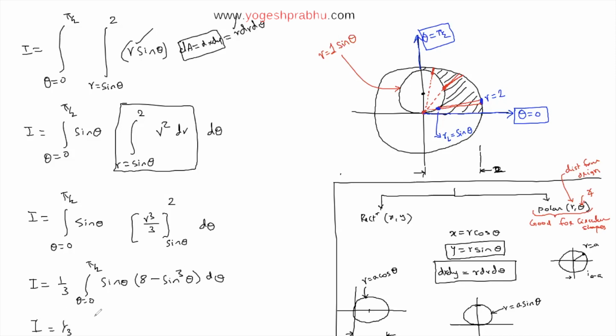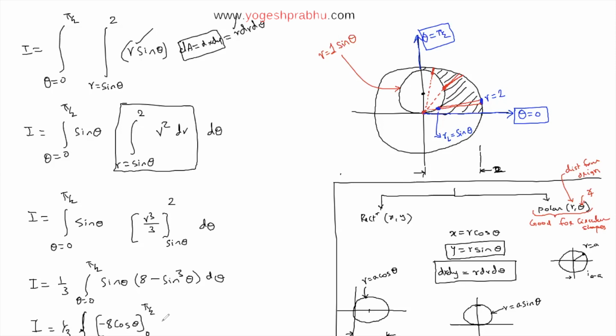Let me skip some steps now. 8 sine theta, what is the integration? Minus 8 cos theta. Oh, sorry. No, 1 minute. The first part is easy. The second part is not. 1 minute. 1/3, then there is a bracket. First integration is very simple, no? What is that? Minus 8 cos theta. That will go from 0 to pi over 2.